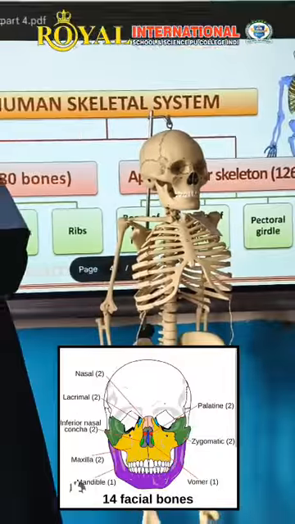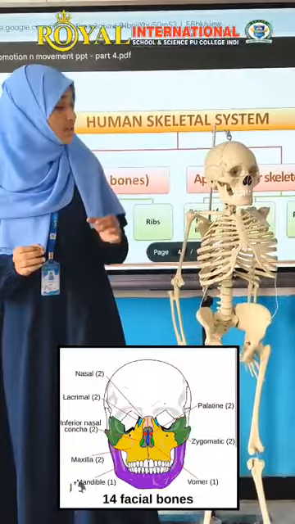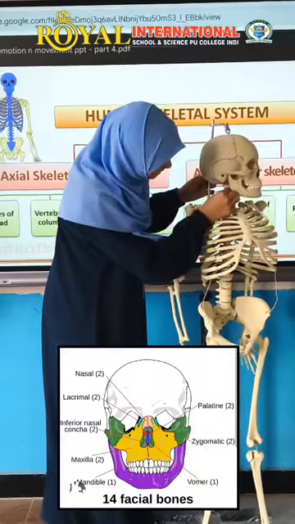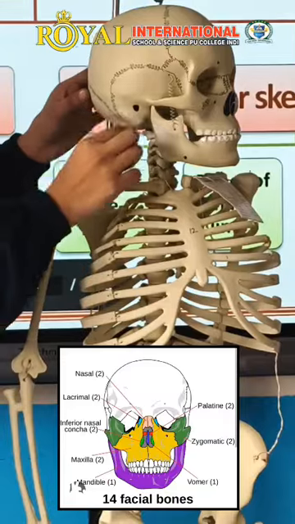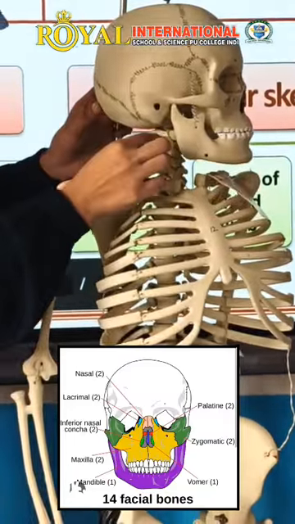Now I am going to tell about hyoid bone. The hyoid bone is present here and this is known as hyoid bone and this shape is U-shape and it is the base of buccal cavity. It is situated at the buccal cavity.